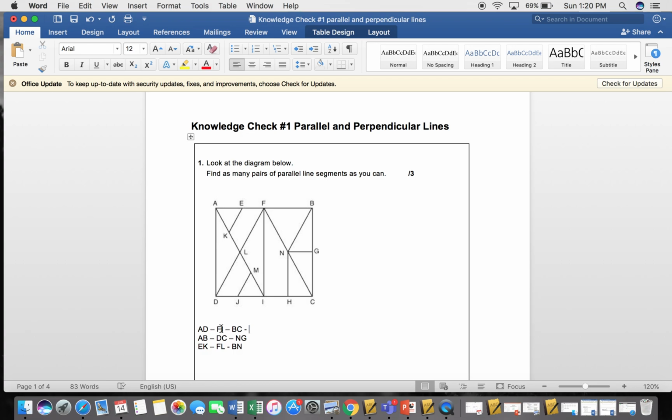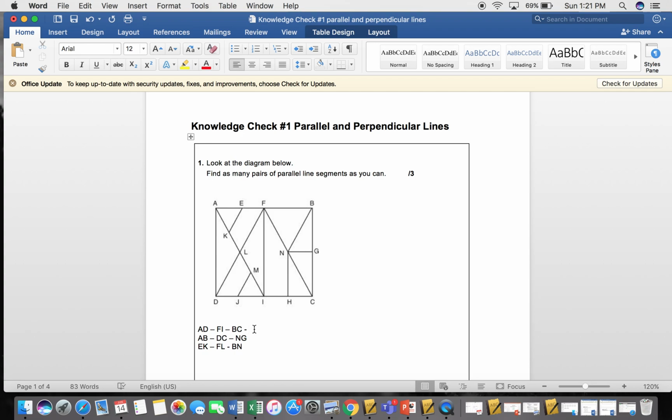Maybe you did A to D and F to I. That's fine. You did not need all three, but maybe you had a couple more. Maybe you also included this N to H. Maybe you also included this G to C. Those are also parallel to this other line F to I. So one mark there if you have shown me one set of parallel lines.